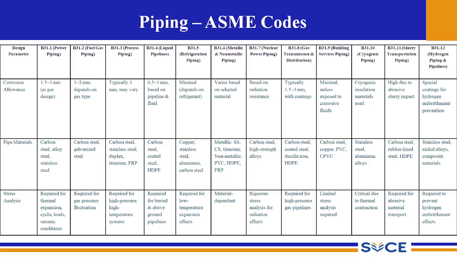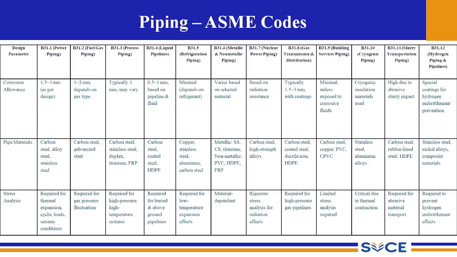Then corrosion allowance for cryogenic piping. The cryogenic insulation materials are normally used, so the corrosion allowance is decided upon the cryogenic insulation materials. Then pipe materials are normally stainless steel and aluminum alloys. The stress analysis is due because of thermal contraction, because cryogenic pipelines are operating under very low temperature. So because of the thermal contraction, the stress analysis is required.